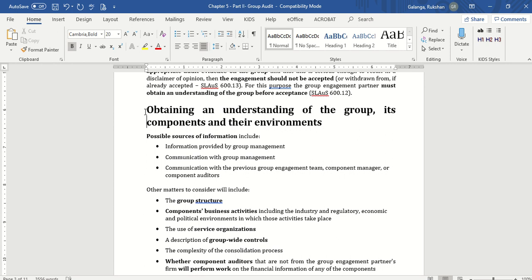Having accepted, now you should analyze. You should know about your entity, all the subsidiaries, components. You should ensure about that. Okay.